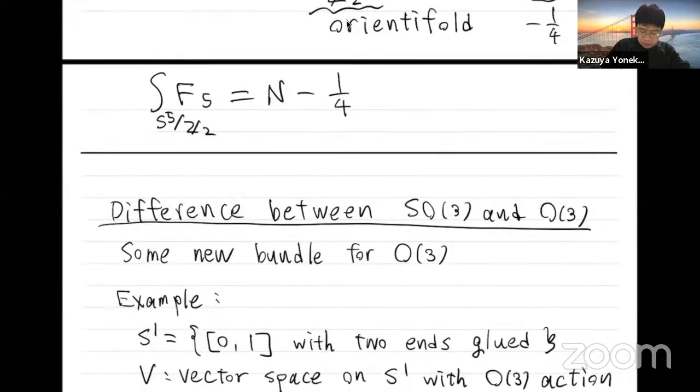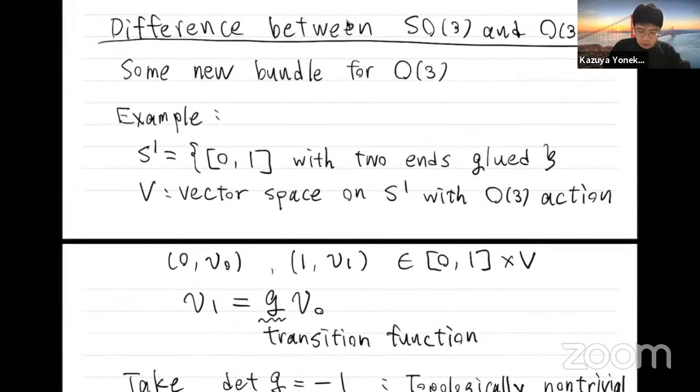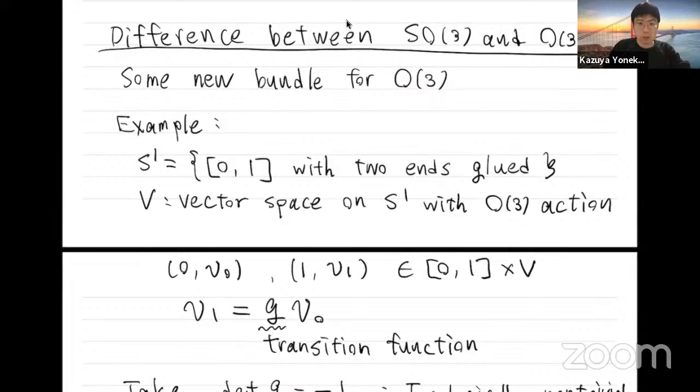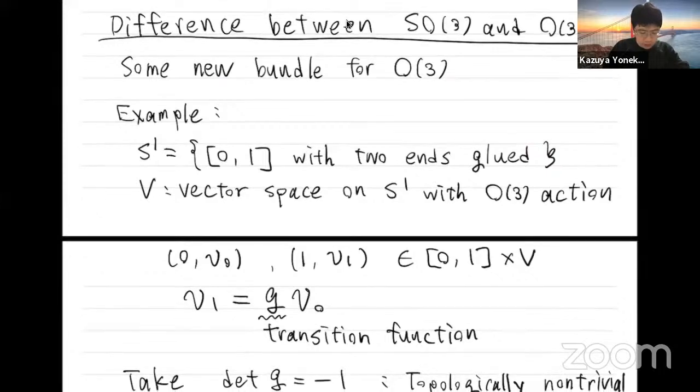And also, I wanted to talk about the difference between SO3 and O3. So let me quickly explain this difference. For my purpose, the important fact is that we can construct new topologically non-trivial bundles if we use O3. This can be seen by just a simple example.